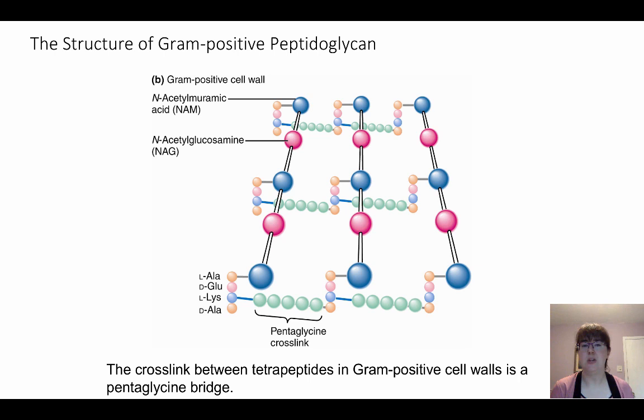So here in this representation, we've lost some of the details of the individual elements and functional groups, but here you can again see NAG and NAM. NAG now represented by these reddish pink dots, NAM represented by blue, the tetrapeptide also represented by individual circles, and the pentaglycine crosslink also represented. So this represents a single layer of peptidoglycan. When we're looking at this, realize that the peptidoglycan layer essentially creates one giant molecule that is kind of bag-shaped that the bacteria then fits into.